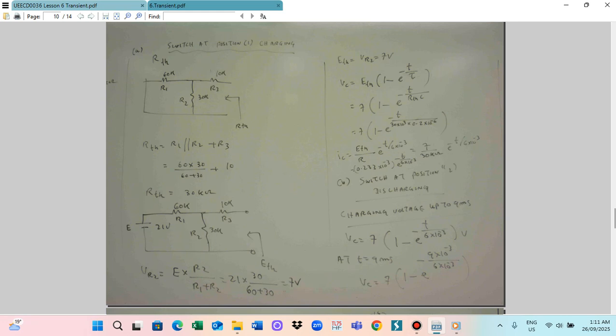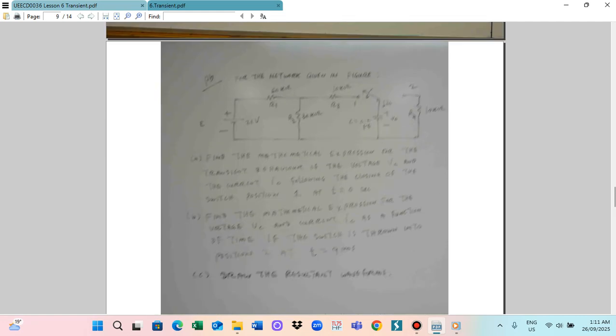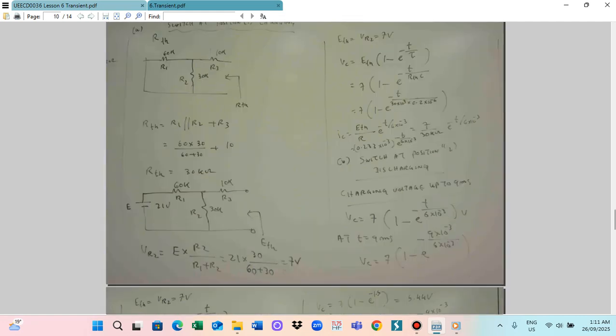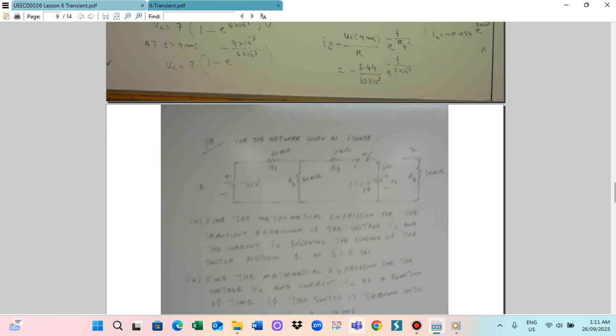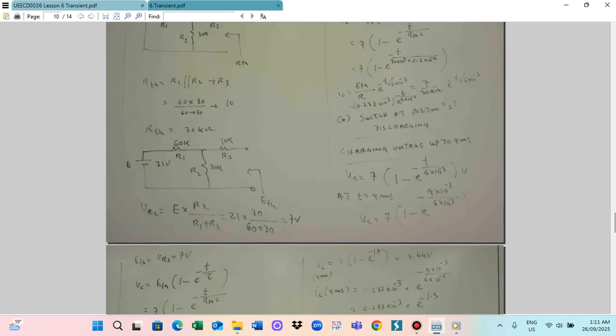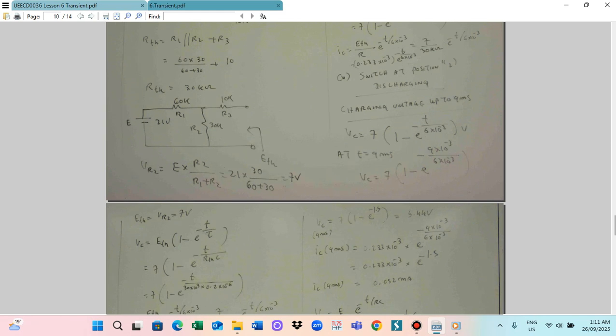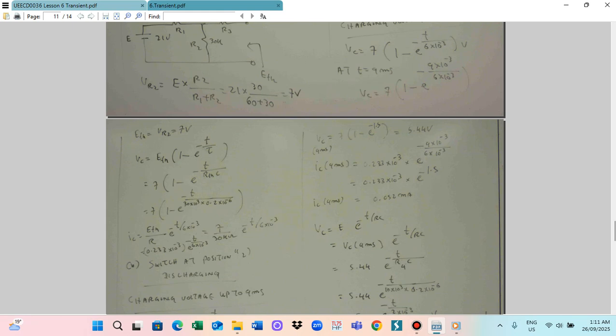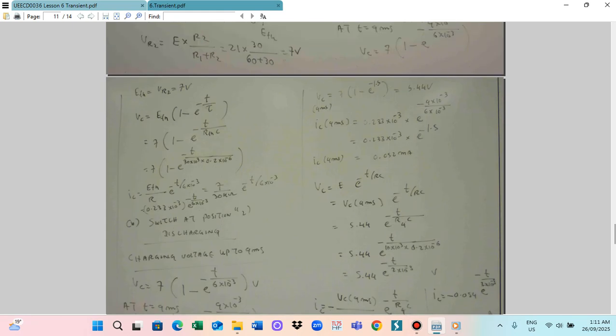So at position 1, charging, we have to utilize this equation: VC equal to ETH into 1 minus e power minus t by tau. This is for the charging. And the second position, when we connect to position 2, this is the discharging. So for the discharging, you have to utilize the discharging formula, which we have already been given. VC is equal to E multiplied by e power minus t by tau. This is the discharging.